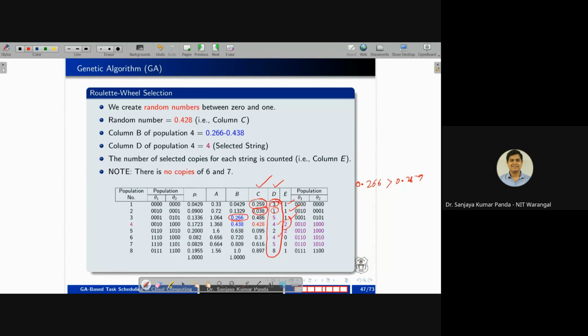Those populations are above average populations, so you have to duplicate them. For example, in this case, as you are getting 2, it is duplicated twice. 5 is also 2, so it is duplicated twice. And for population number 6 and population number 7, it is 0. What does it indicate? They are below average populations. That's why population number 6 and 7 are discarded. So if the count in column E is 0, you have to discard it. If the count is 1, you keep it as it is. If the count is 2, you have to duplicate it.